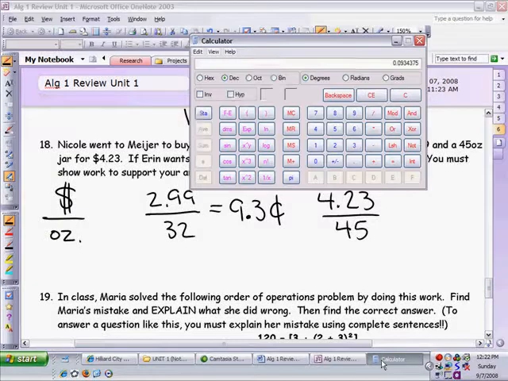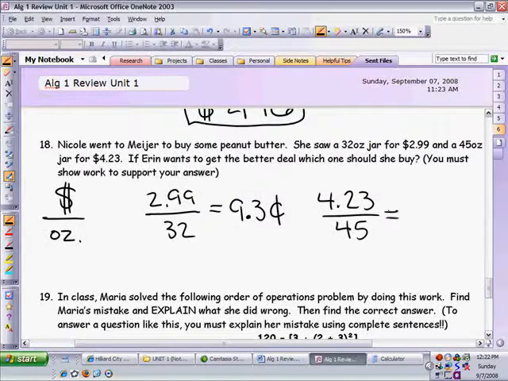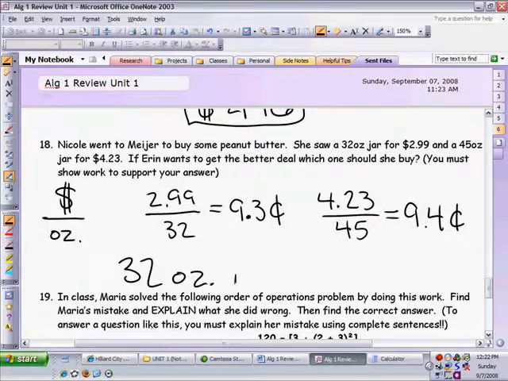Break back out that calculator here. $4.23 divided by 45 ounces, and that's going to give us 9.4 cents per ounce. So which one ended up being the better deal? The 32-ounce jar is the better deal.